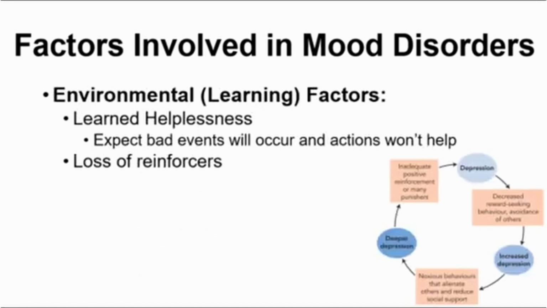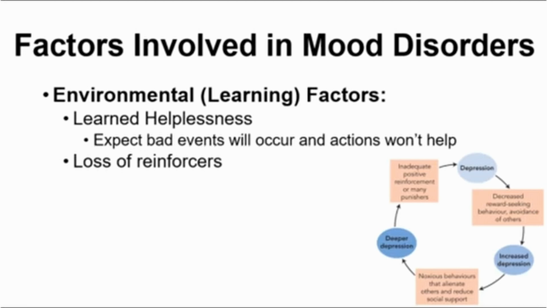We can also, of course, have environmental and learning type factors. So we've mentioned learned helplessness a couple of times throughout the semester. This is when we have previous experiences where bad things happen and there's nothing we can do about it. So when future bad things happen, we don't try to do anything about it. That's very common with depression. And that's often why it can be very difficult to seek help or a diagnosis or treatment or anything like that, because why bother?